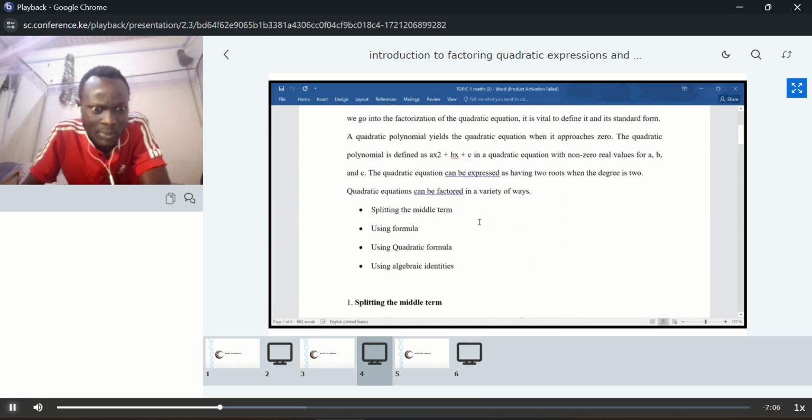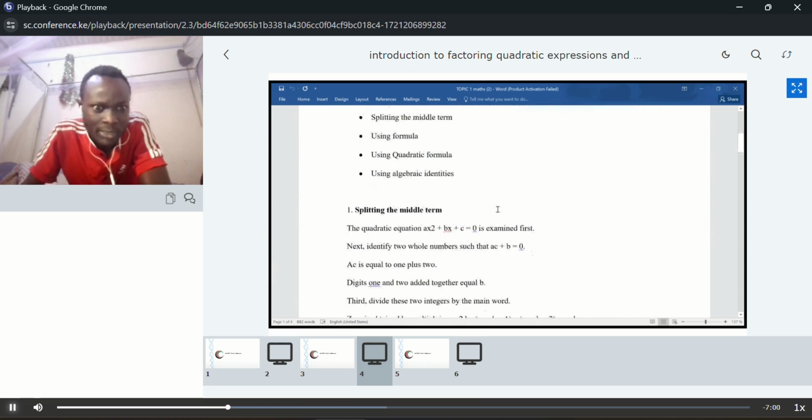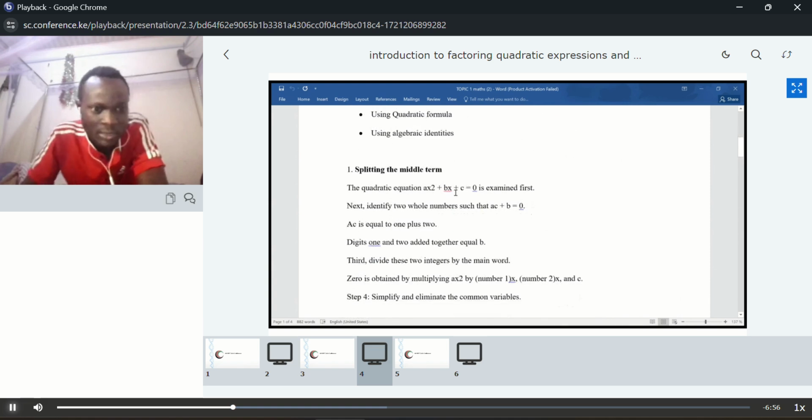For example, one is splitting the middle term, another is using the quadratic formula, and another is using algebraic identities. We start by discussing splitting the middle term.